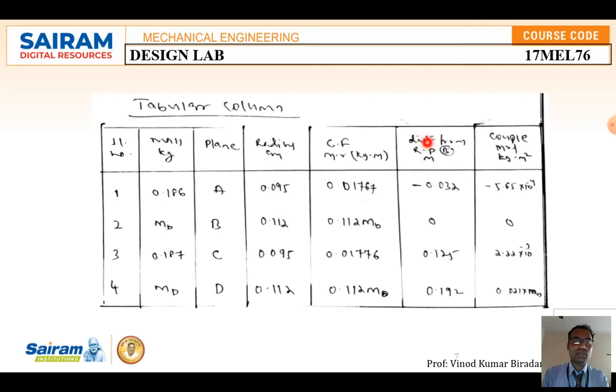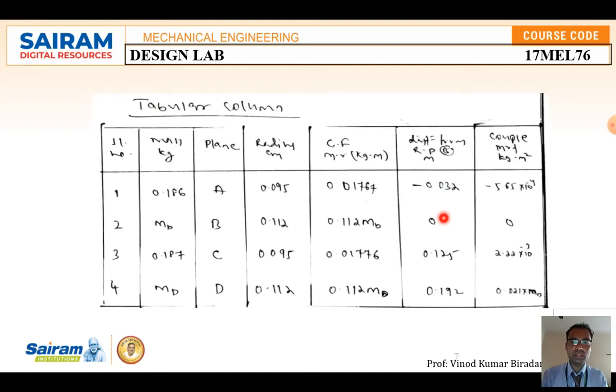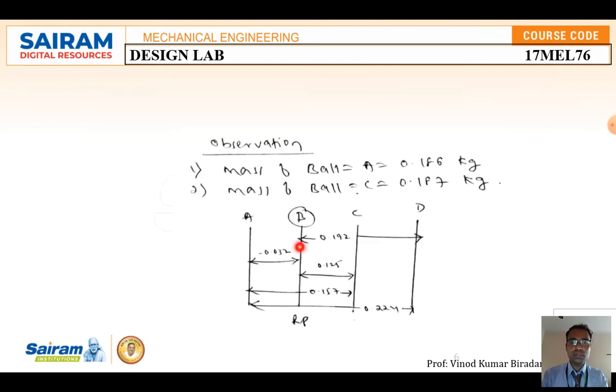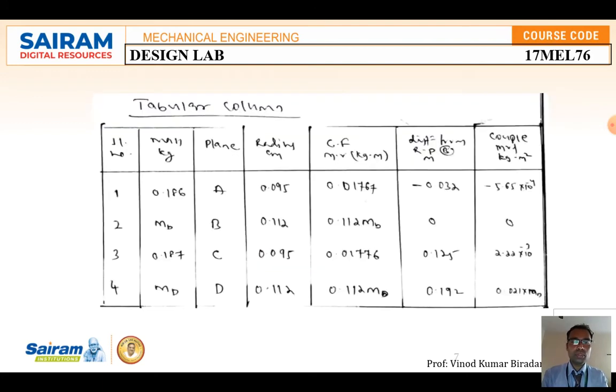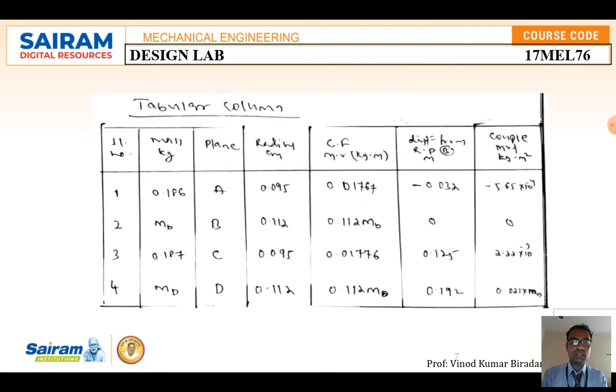And the distance from the reference plane B: you consider this as the reference plane, so B is equal to 0. Look here, mass of B is equal to 0. From this to this, take a negative sign: minus 0.032. Again from here to here is 0.125, that is B to C. Then B to D is 0.192. Like that you have to write here. Couple polygon means you multiply using the formula I showed: mass into radius into L. This is mass, this is radius, this is length; you multiply all three.